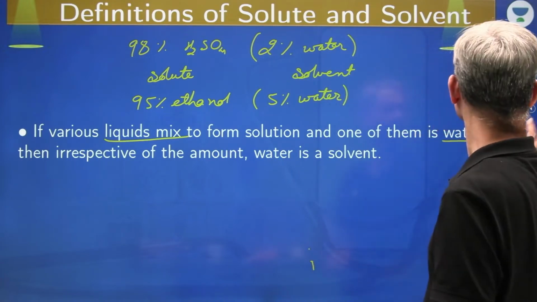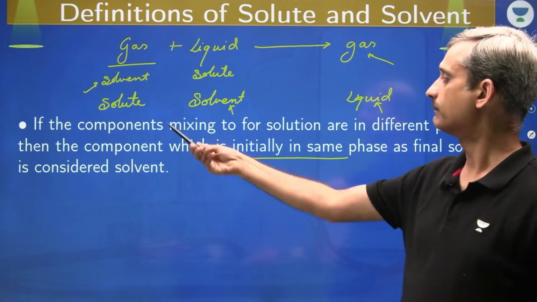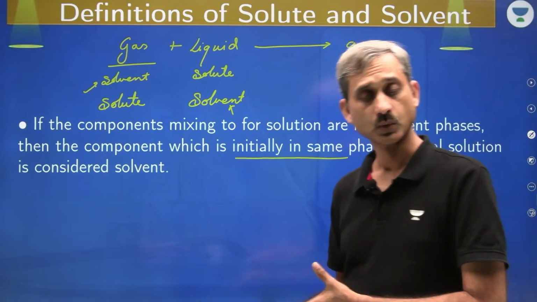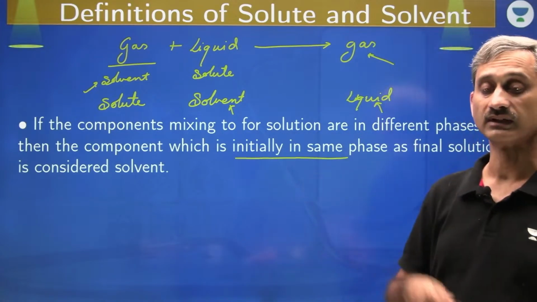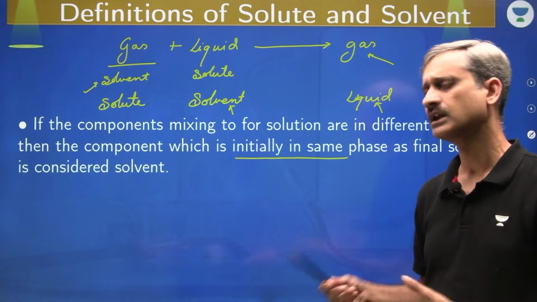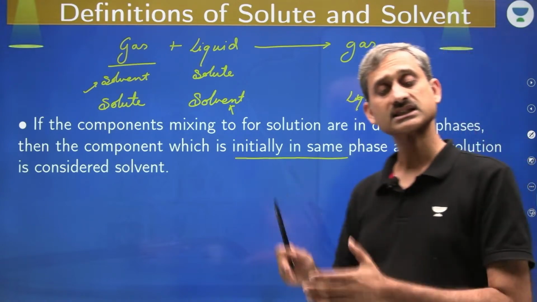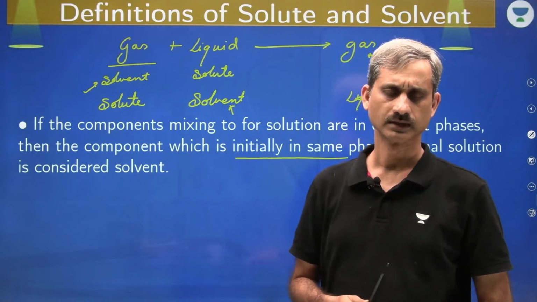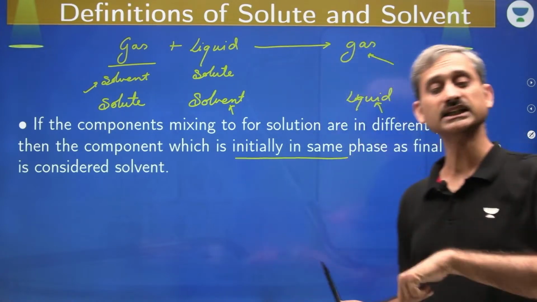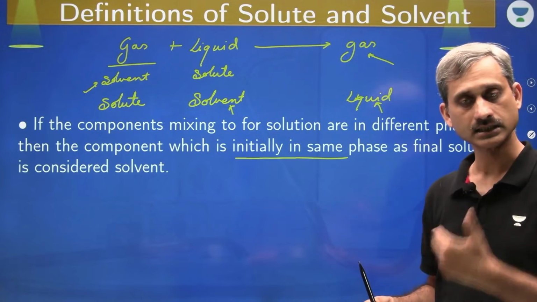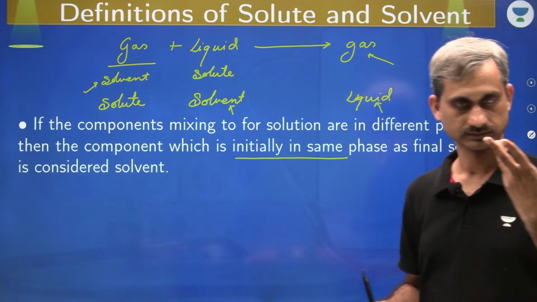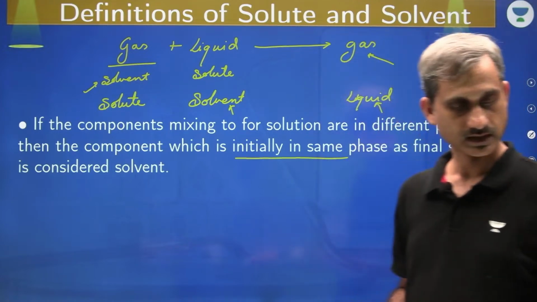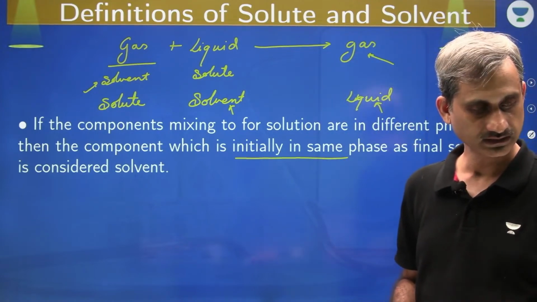Initially I told you that if the components are in a different phase, that is, one is a solid, one is a liquid, one is a gas, then whichever is the final state or the final phase of the solution, the component which is initially in the same phase is the solvent. That's what I told. Is it clear, Aarti?